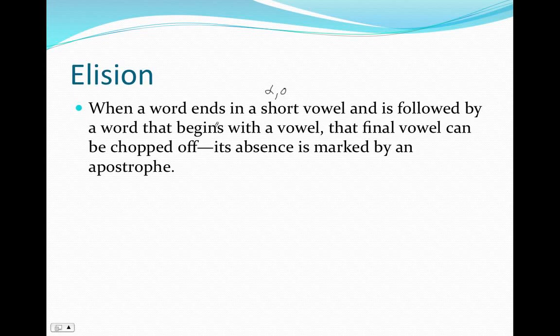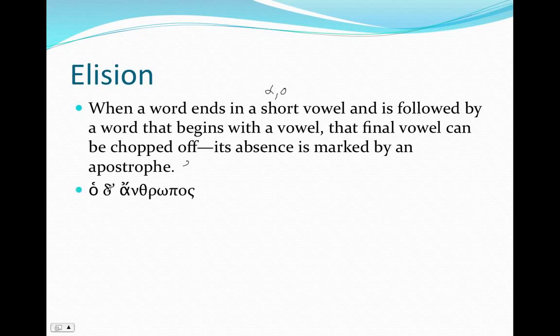The final vowel, that short vowel, can be chopped off, and its absence is marked by an apostrophe. So orthographically, if you see a word that ends with what looks like a breathing mark, you're going to say, oh, a letter is missing. So let's look at some examples.